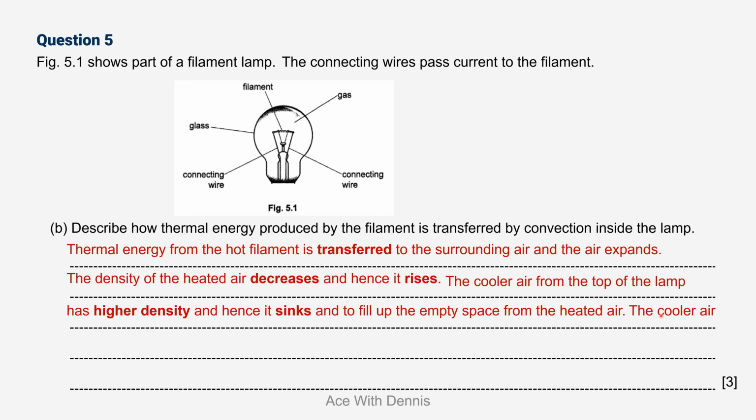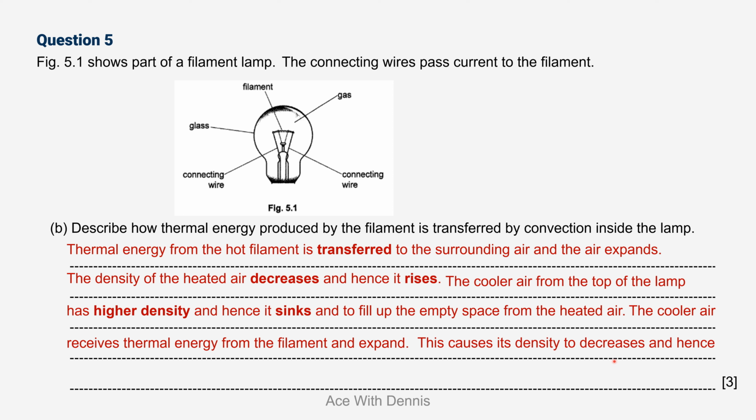Now, the cooler air, what happened? It will receive thermal energy from the filament and then it expands again. So this causes its density to decrease and hence it rises. So what happened next? Of course, the process will repeat. The hot air will rise and then the cool air will sink. Again, when it sinks, it gets heated, then it expands and rises again. So the process will repeat. This will create the convection current flowing inside the lamp. This word convection current is a very important keyword when you want to describe convection. So this will be the answer for this question.